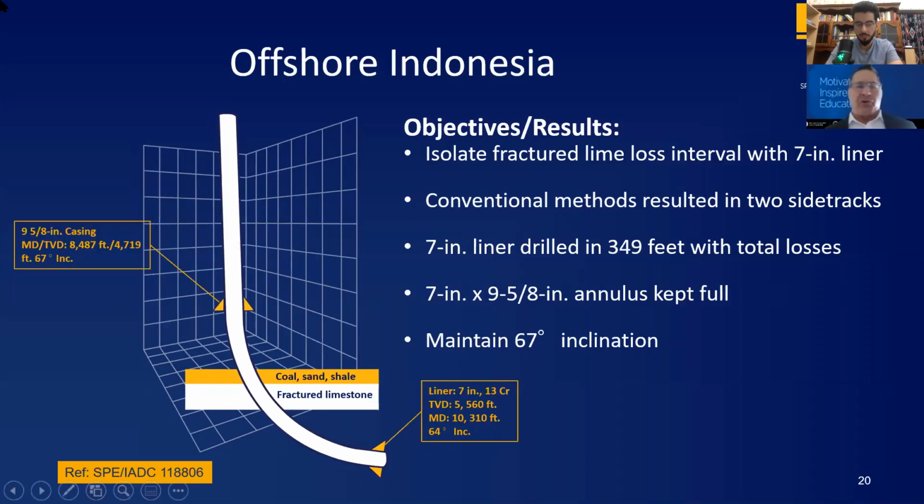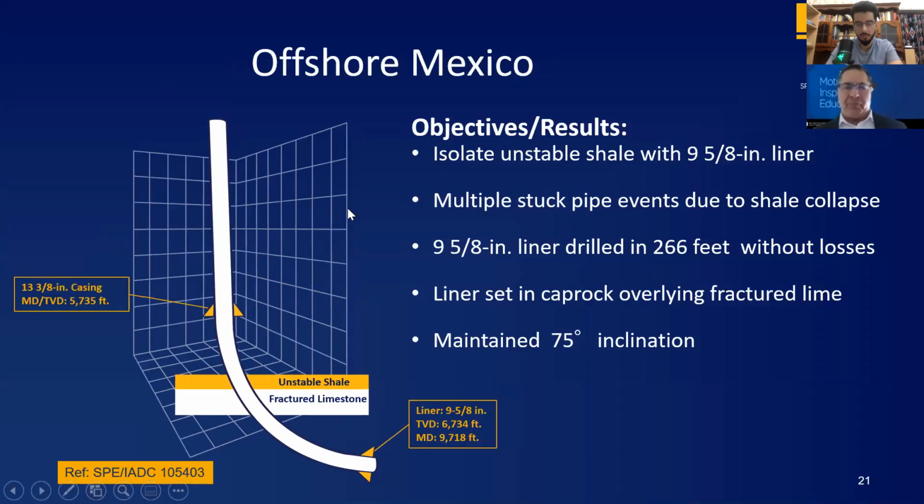Here's one offshore Mexico. This is a good one. The operator, Pemex in this case, another paper published on it, had 13 3/8 casing set at 57.35. But the problem was they had to isolate a highly unstable shale and a fractured limestone in a single trip. But there's more to it than that.